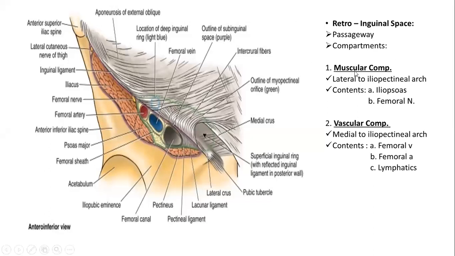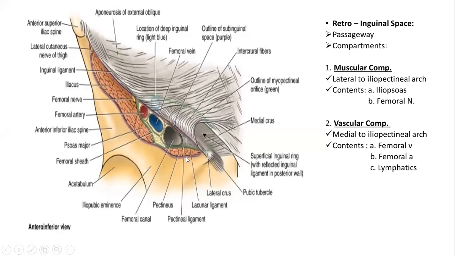It is divided by an iliopectineal arch. Now, what is that? What is iliopectineal arch? You must remember that here we can see the hip bone. Here we have the pubic tubercle, and here we have the anterior superior iliac spine, and just proximal to the pubic tubercle, what is that? Superior ramus of the pubis.